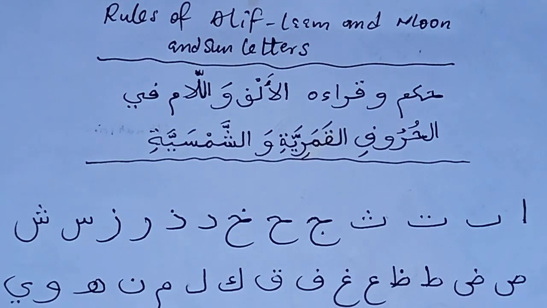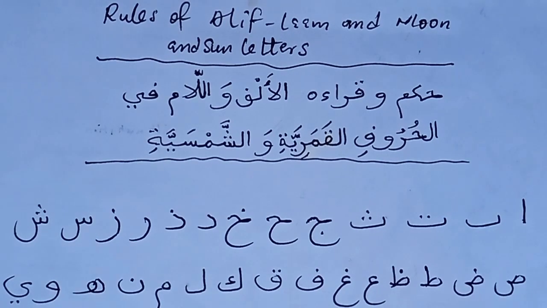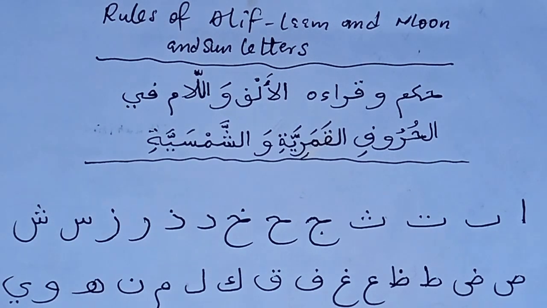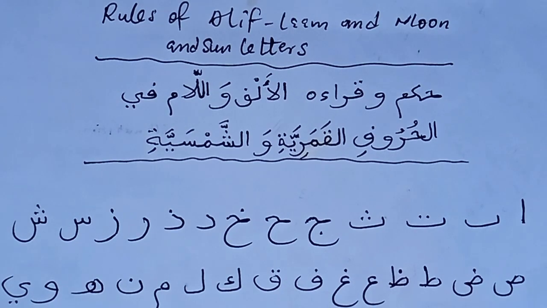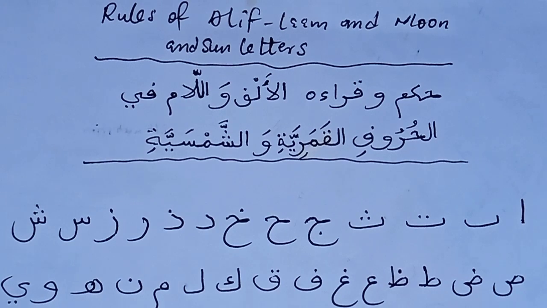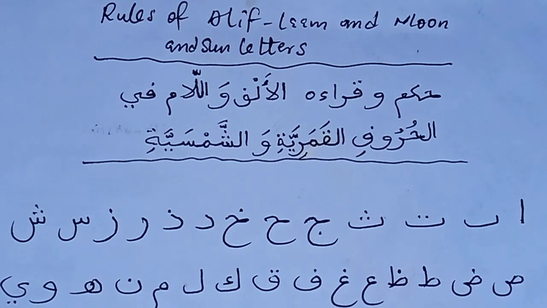Hello viewers, in this video we will be learning about sun and moon letters. As you can see in your view over here, we'll be talking about the rules of Alif Laam and moon and sun letters, which is also referred to as hukmu wa qira'atu alif wal lam fil huruf al qamariyya wa shamsiyya.